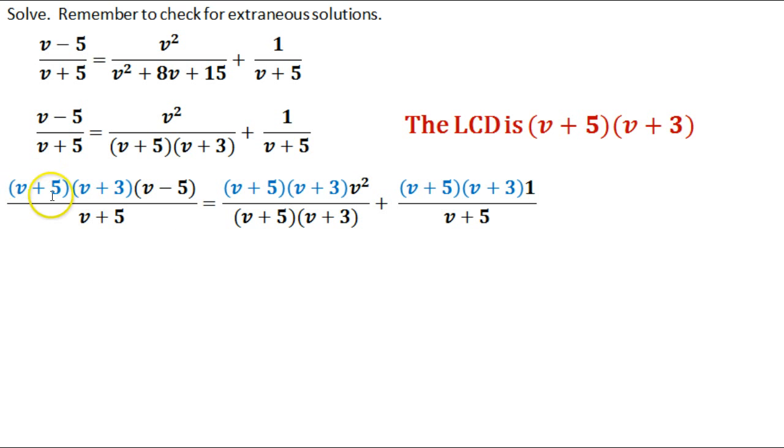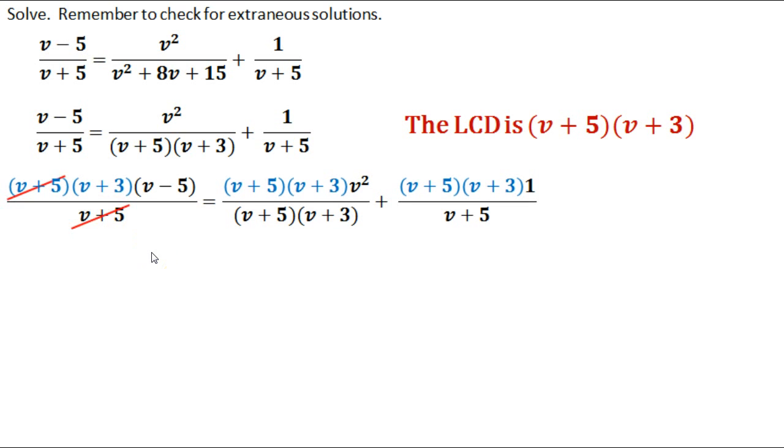I have a v plus 5 on top and on bottom here, so I can cross those off. That's all that I have there, so I'm left with v plus 3 times v minus 5. Over here in this middle one, I have a v plus 5 on top and bottom, and I can cross that off as well. I also have a v plus 3 on top and bottom, so I can cross those off. As long as you're crossing off the entire entity, meaning the part inside of the parentheses, you're okay. In the last part I have a v plus 5 on top and bottom, and I can cross those off.